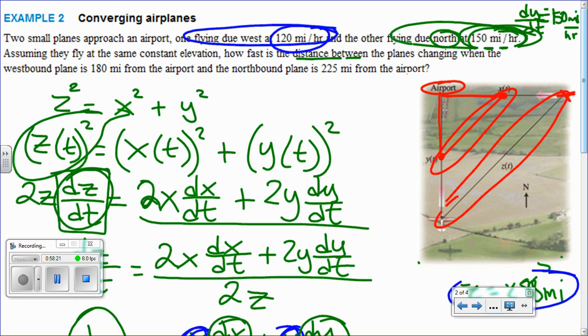And so since the distance is decreasing, it makes sense that the answer is negative. Now let's assume the airplane gets closer to the airport, the one flying west, and the one flying north is also getting closer. So we have another situation here where the planes are getting closer to each other as well. So it makes sense that as the planes get closer to the airport, they're getting closer to each other, so the distance decreases. And so that's the end of this problem.